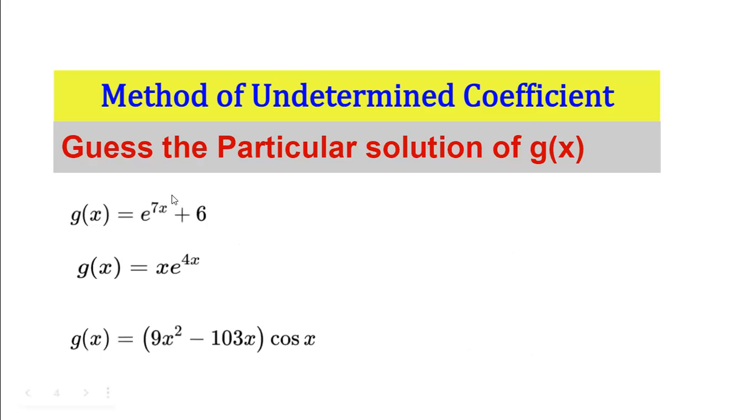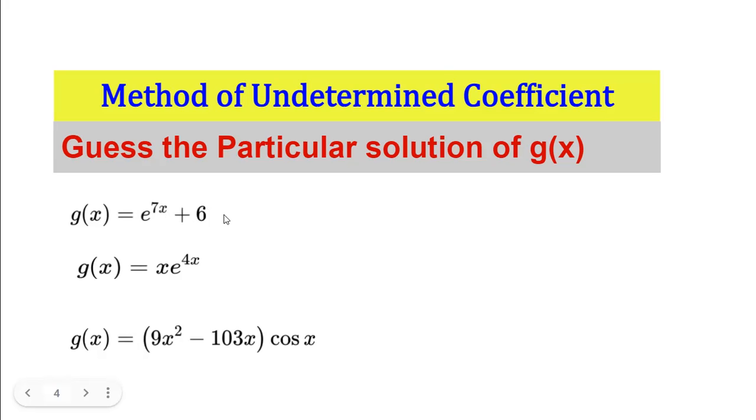Now, let us consider the following examples and see how we can do our guess for the particular solutions. We are given two functions here. We are given e raised to the 7x, which is an exponential function, and 6 here is a constant. But a constant standing by itself we consider to be linear. So this is a constant, we can represent it by an undetermined coefficient. So we're having exponentials and we're having a linear function.